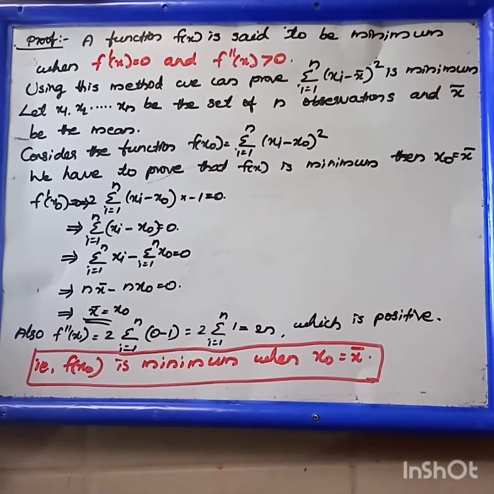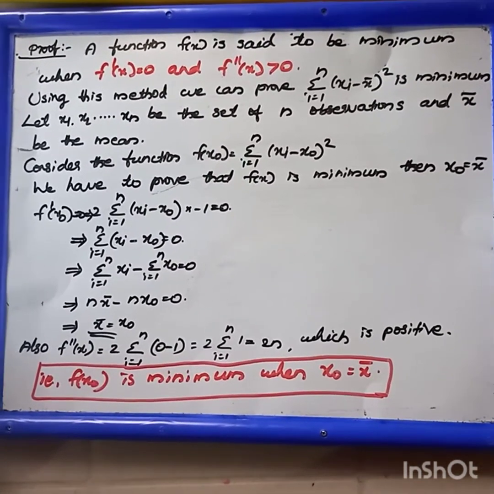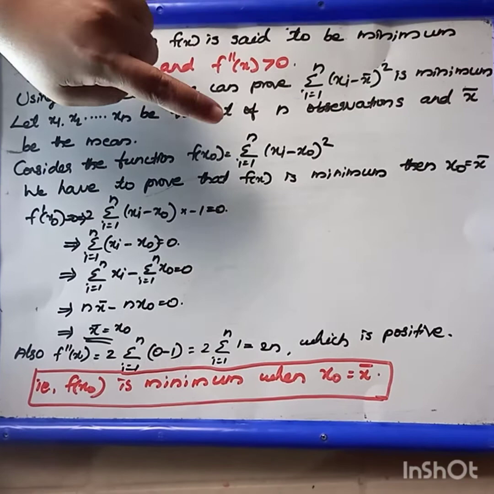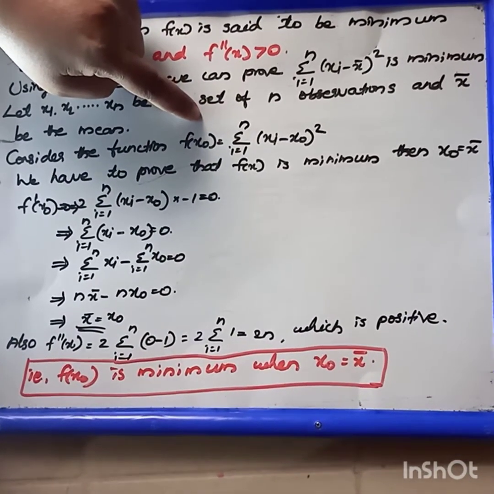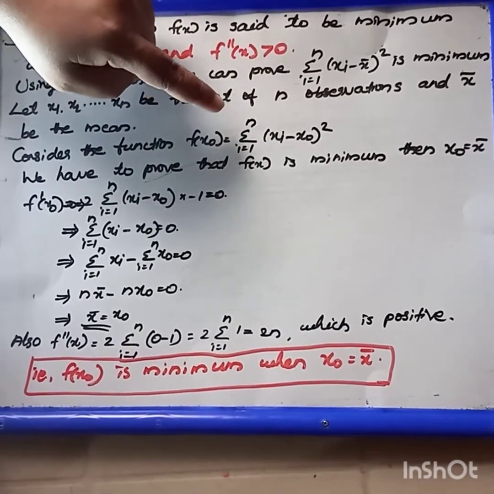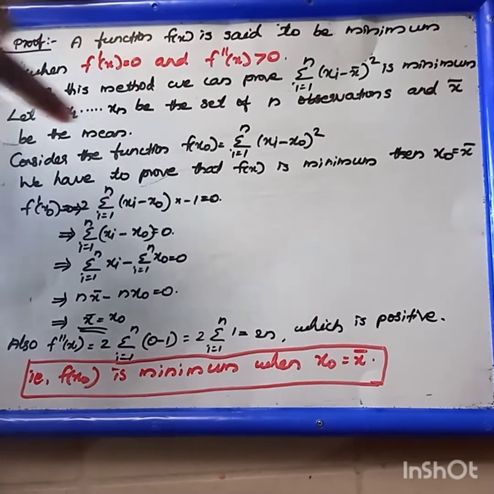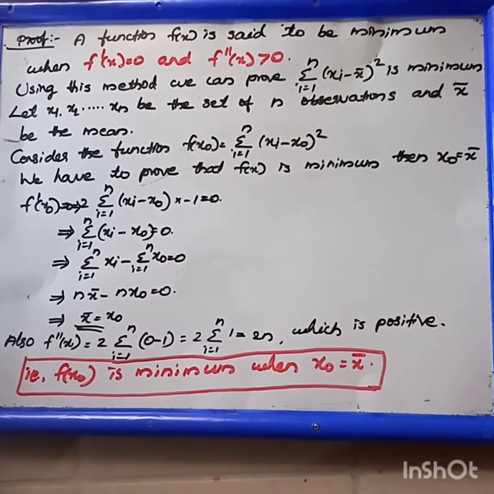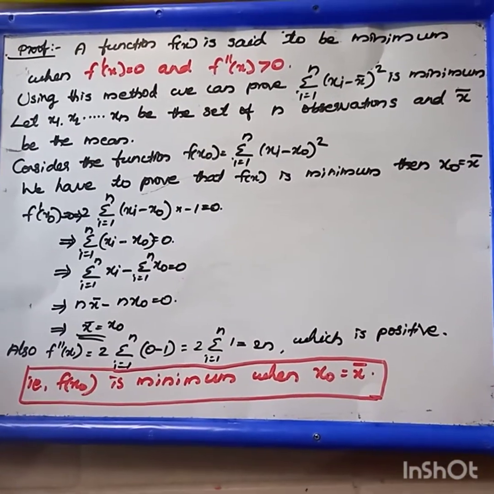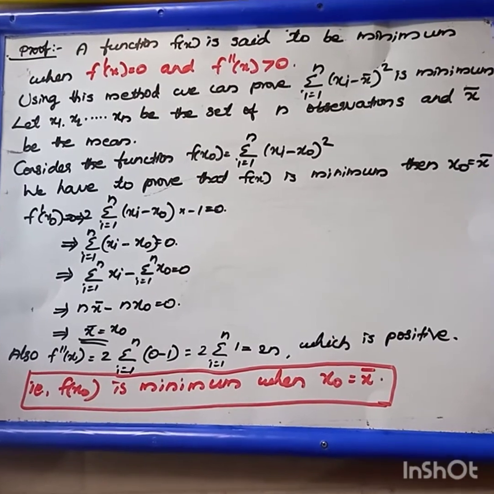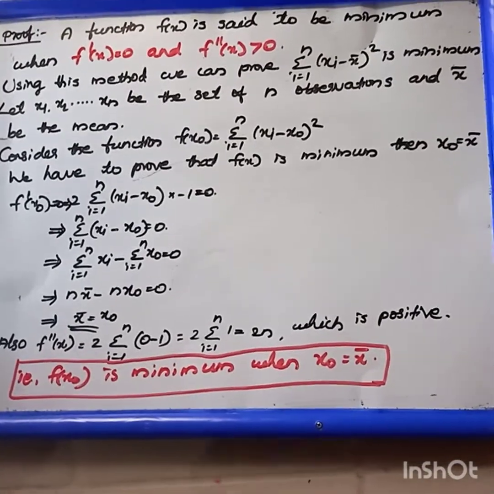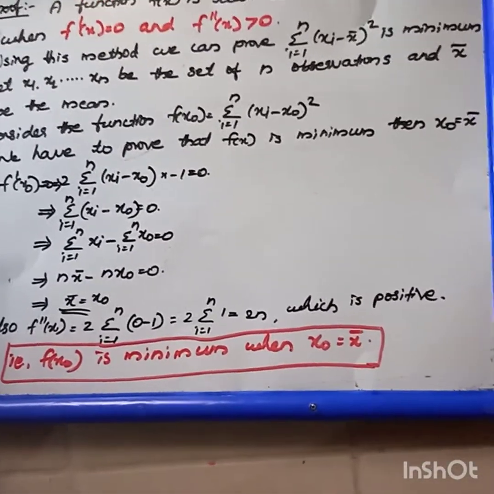First we have to find f dash of x naught equal to 0. f of x naught is equal to summation i equals 1 to n of (xi minus x naught) whole square. We find its derivative: 2 into summation i equals 1 to n of (xi minus x naught) into minus 1 is equal to 0. This implies summation i equals 1 to n of (xi minus x naught) is equal to 0. Taking the summation inside, summation xi minus summation x naught is equal to 0, which implies n x bar minus n x naught is equal to 0, which implies x bar is equal to x naught.